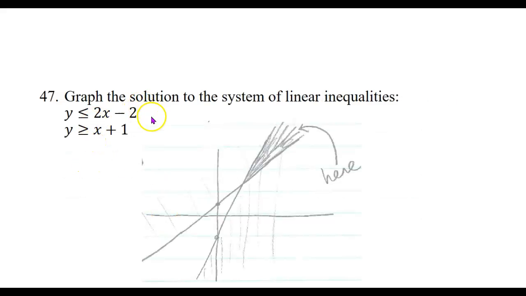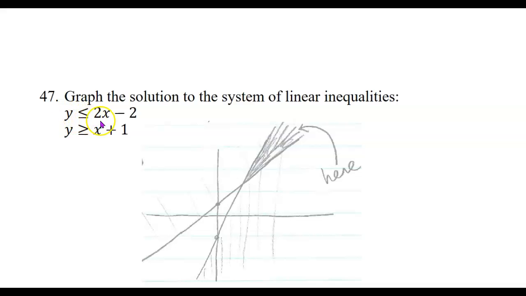Number 47, now here we have a system of linear inequalities. We have 2 of these at the same time. So first I'm just going to graph the first one, then I'm going to graph the second one, and my final solution is going to be the overlap of what those 2 graphs have in common.